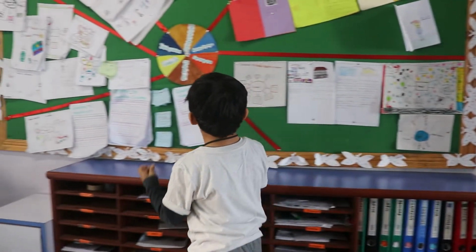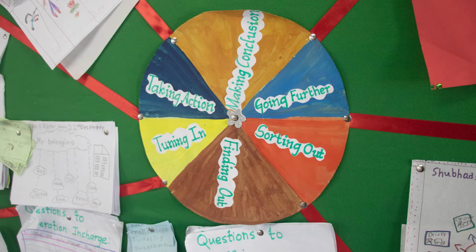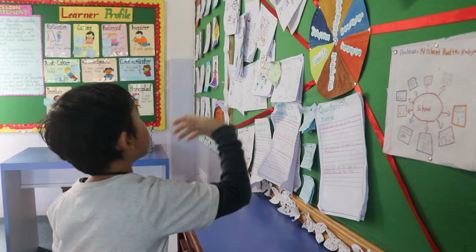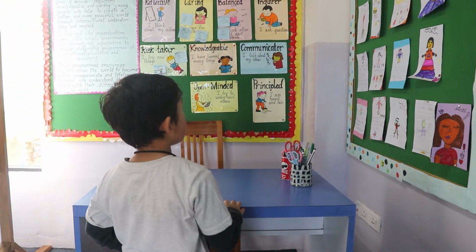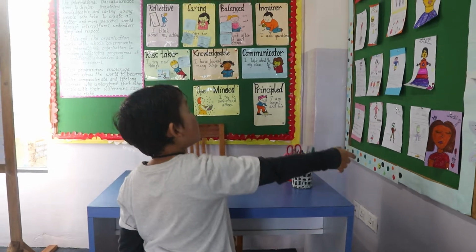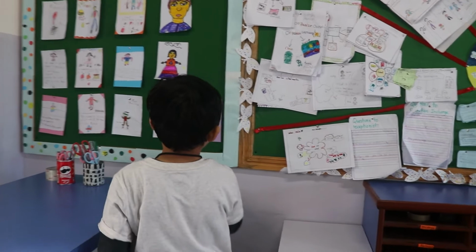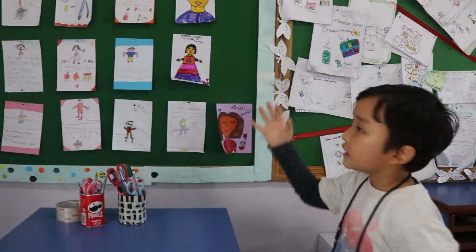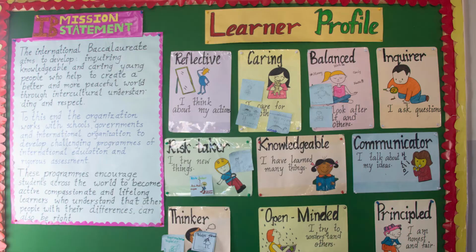This is the inquiry cycle. There are 6 of them: tuning in, finding out, sorting out, going further, making conclusion, taking action. This is the teacher's desk, and that's the friends in grade 1 Annapurna, and these are their self-portraits. This is the IB mission statement. These are the learner's profile.